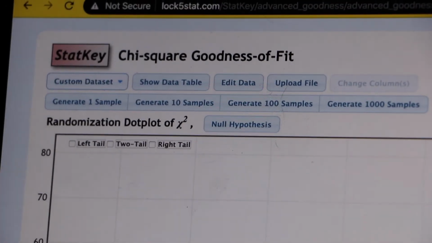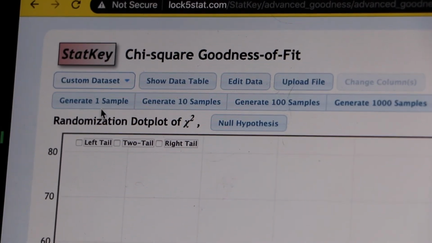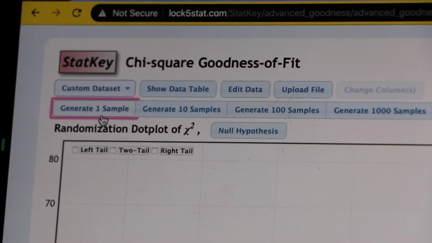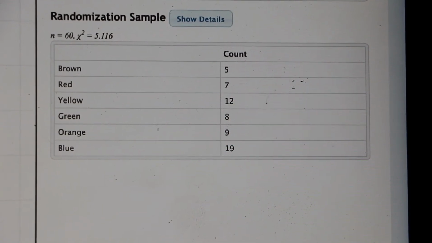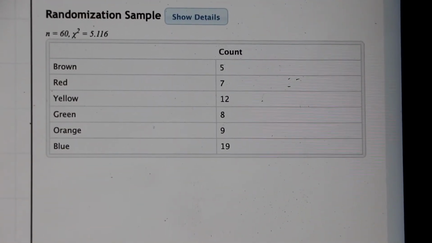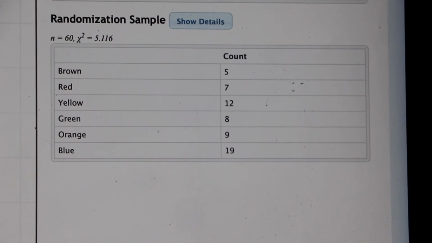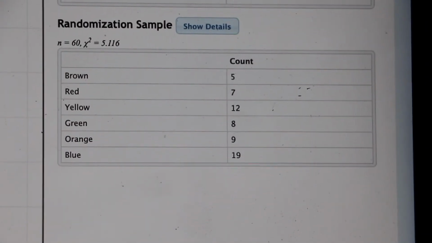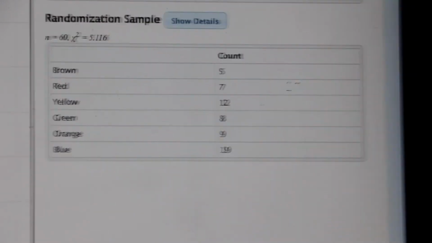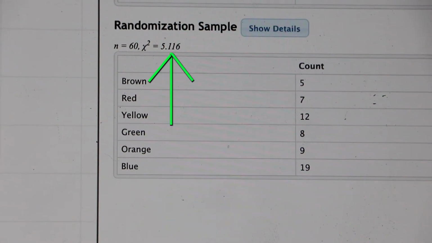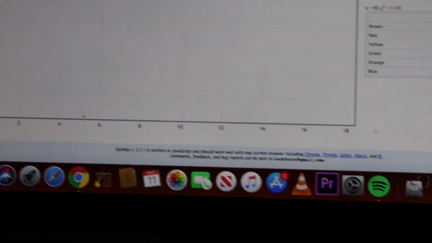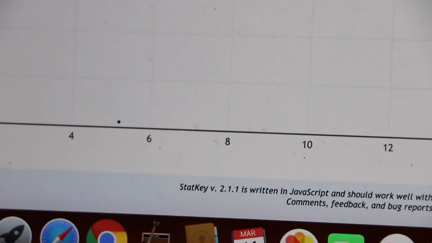So I'm going to generate one sample. Generated it, and there it is. There's the sample. Okay, so I just got some candies, there's 60 of them, and it did a goodness of fit, it calculated a chi-squared with the same expected counts, but now compared to these observed, and you see that I get a chi-squared of 5.11. Okay, and so that's plotted right here, 5.11.